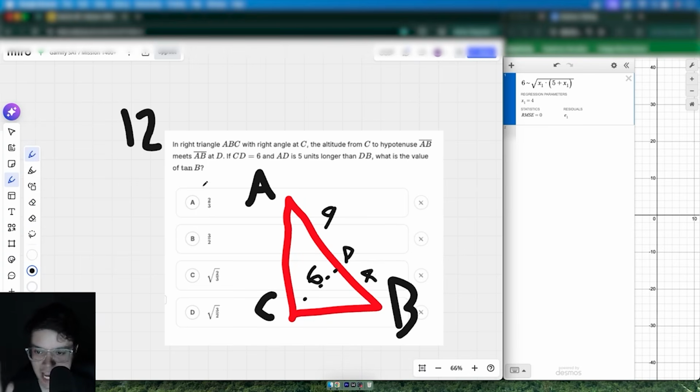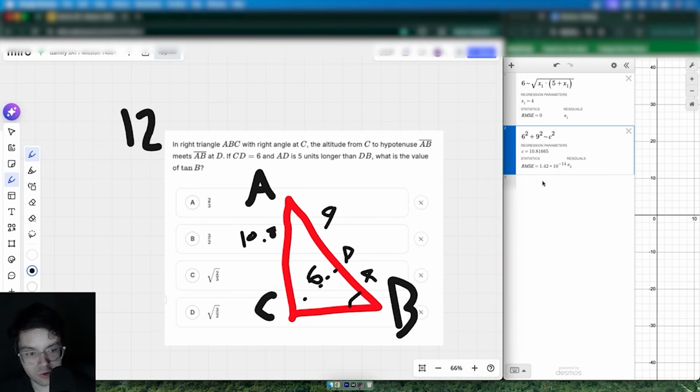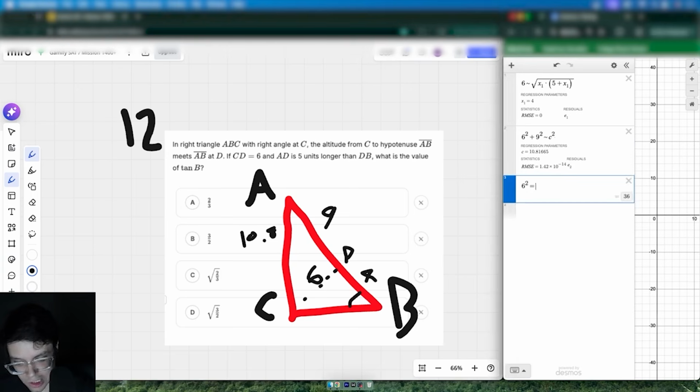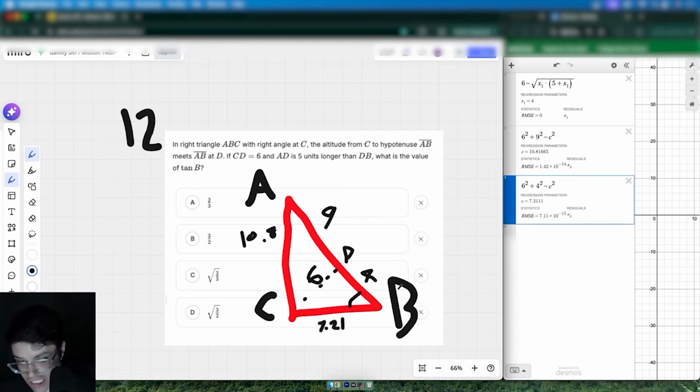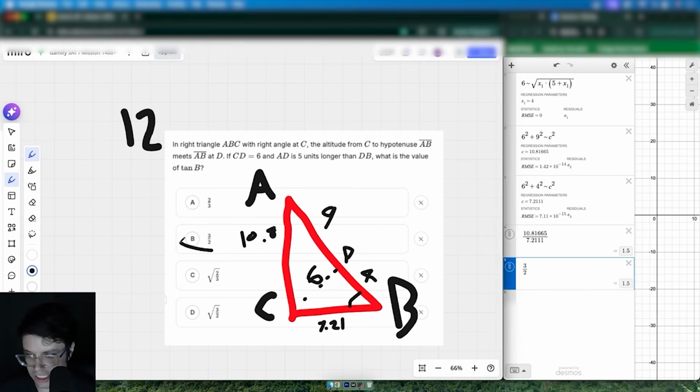Okay, so then how do we find the tangent of B? Tangent would be here, so we need the opposite and then the adjacent. So we need to use the Pythagorean theorem on both of these now. So first on this one, this would be 6 squared plus 9 squared equals C squared. That'd be 10.8 something, so let's just say that. And then for this one, it would just be literally 6 squared plus 4 squared equals C squared again, so that'd be 7.211. And then tangent of B would be the opposite over the adjacent, so something here like this divided by this. So 1.5, that would also be equal to 3 divided by 2, so therefore B is the answer.